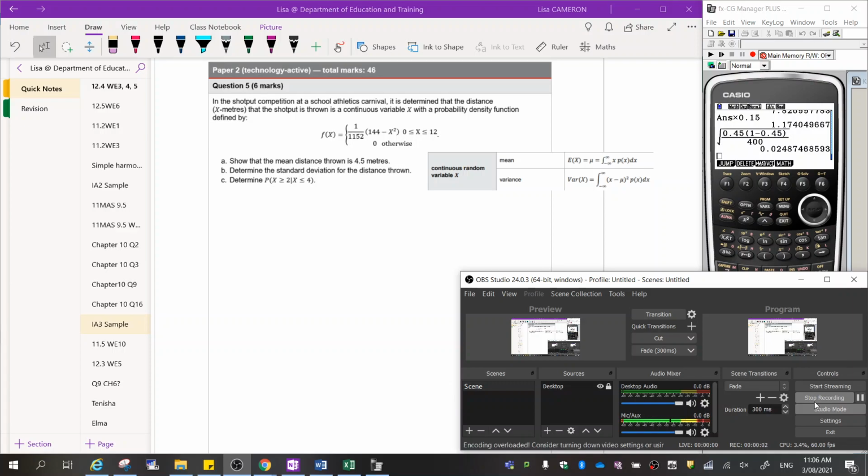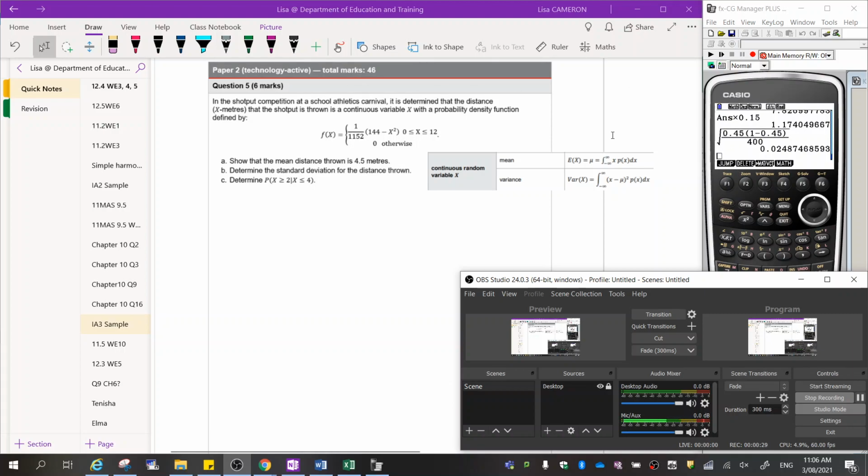Okay, so the shot put competition at the School Athletics Carnival. It is determined that the distance in X meters that the shot put can be thrown is a continuous random variable X with the probability density function defined as below. Show that the mean distance thrown is 4.5 meters, determine the standard deviation for the distance thrown, and determine the probability that X is greater than 2 given that X is less than 4.